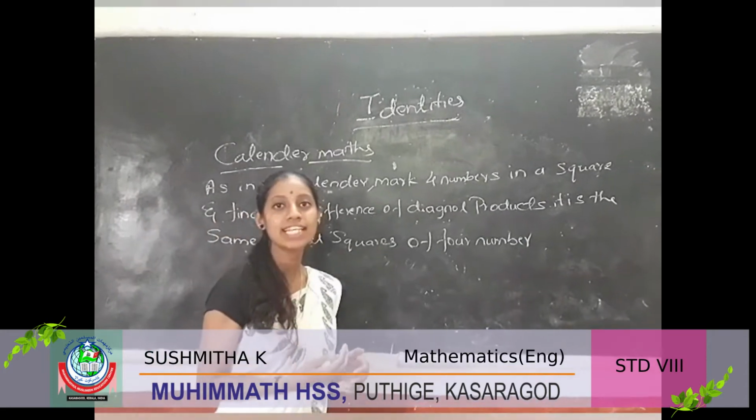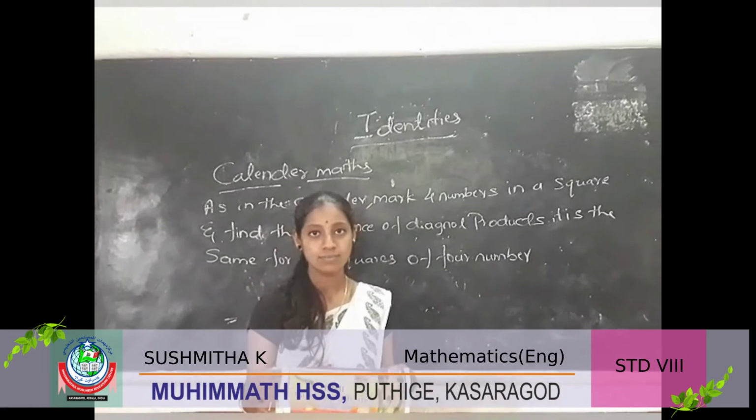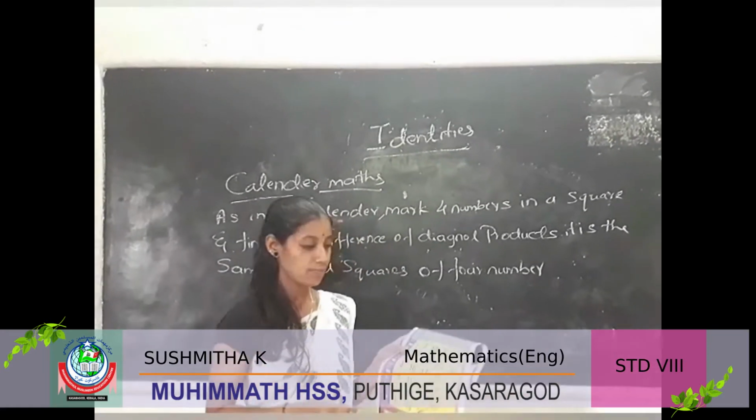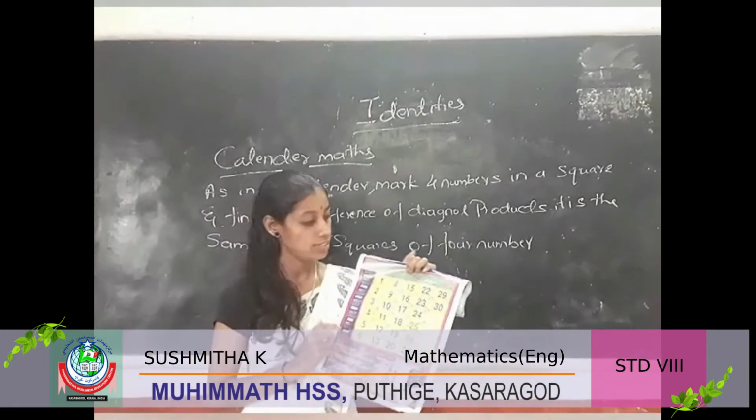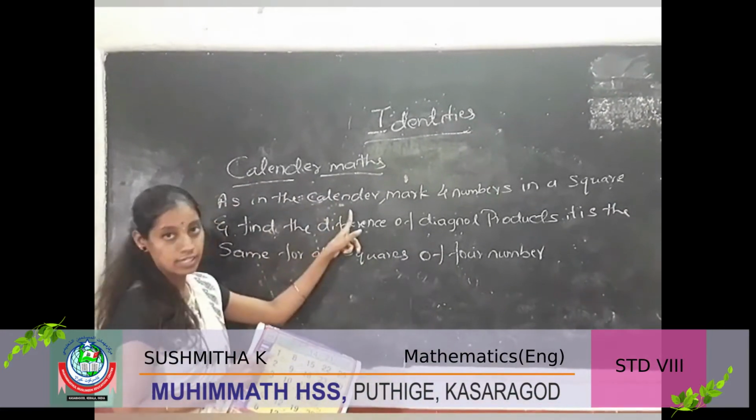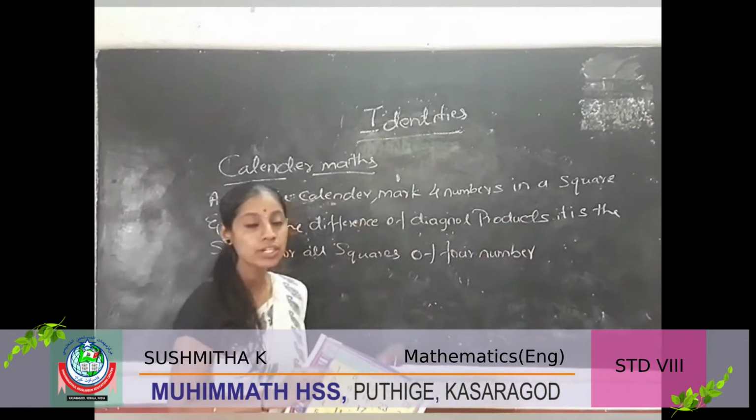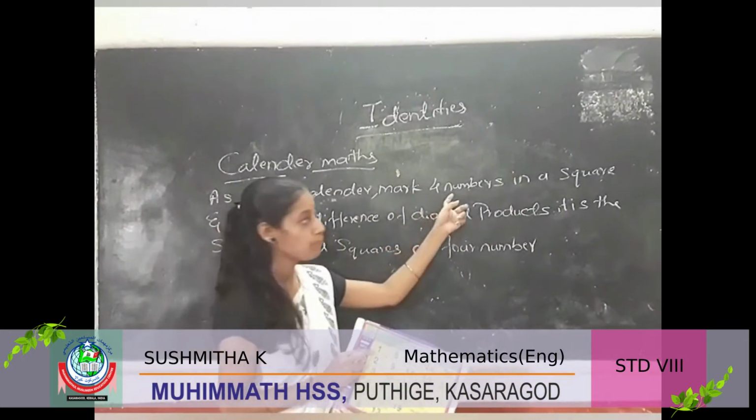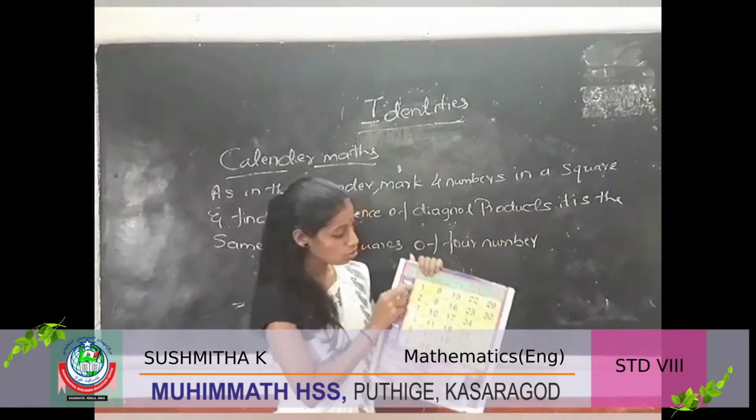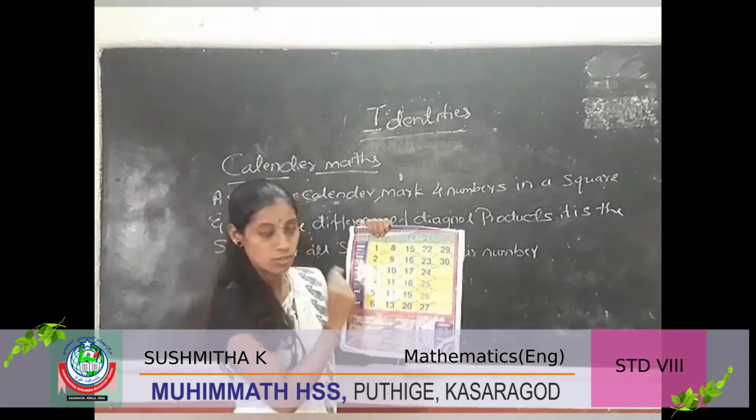Next we are studying an interesting topic, calendar maths. So we are using a calendar here, okay? All of you know the calendar, isn't it? This is a calendar. Look at the question first. In the calendar, mark 4 numbers in a square. So first we should choose 4 numbers in a square, okay? Here we are choosing these 4 numbers.